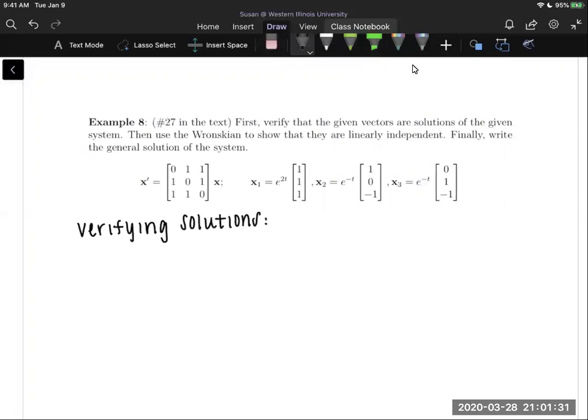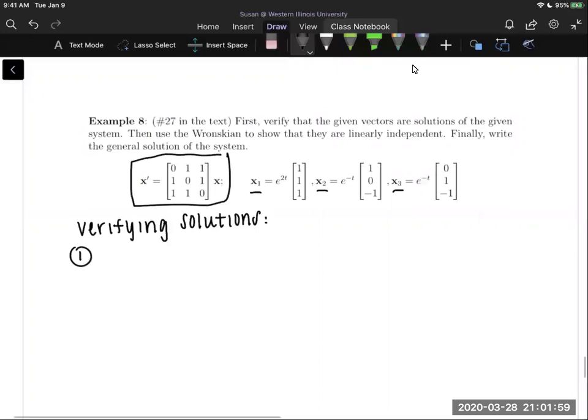And what I'm going to do is I'm going to verify each of these solutions independently. So I'm going to handle x1, x2, and x3 all separately as I go. So let's take a look at the first one. Remember what it means to be a solution. It means if you plug that solution into this differential equation, or in this case, this system, then it satisfies it, meaning the left-hand side is equal to the right-hand side.